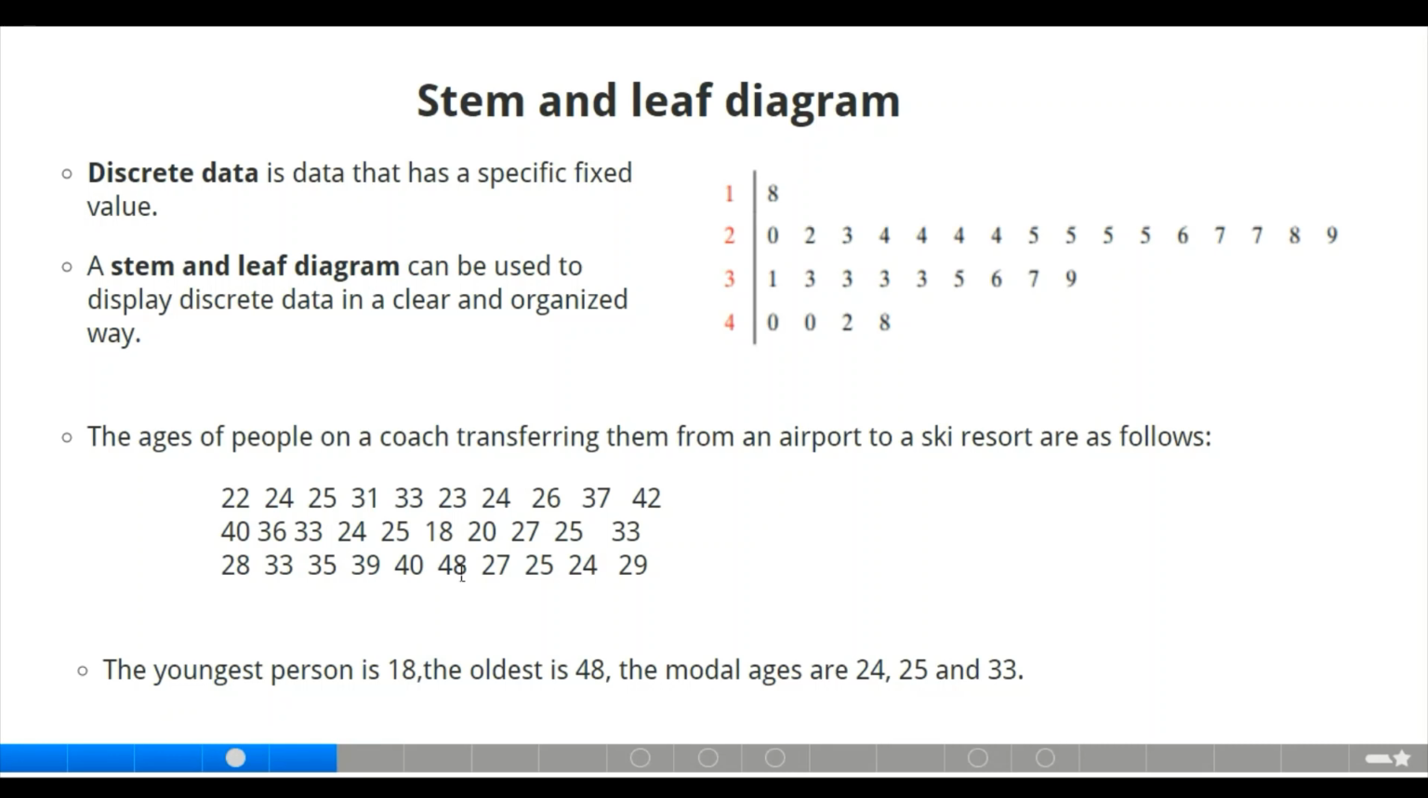So from here, if you want to ask which person is the youngest, it is the person with what age? If you want to ask which one is the modal class, the mode is the highest occurring. So what is the highest occurring there? 24 has how many? That is 4 different persons of age 24. We have 25, and we also have 33. They have 4 in common, and that's how a stem and leaf diagram works.